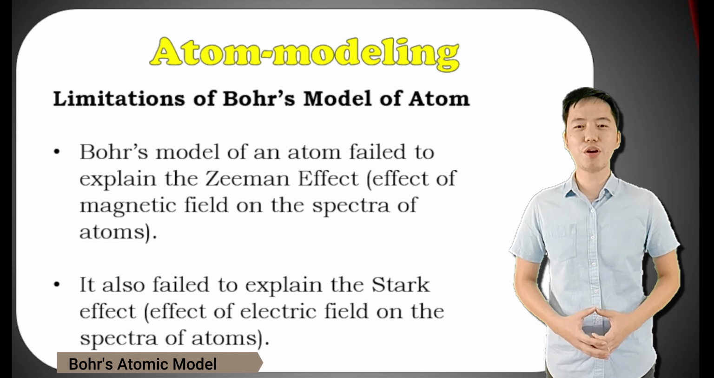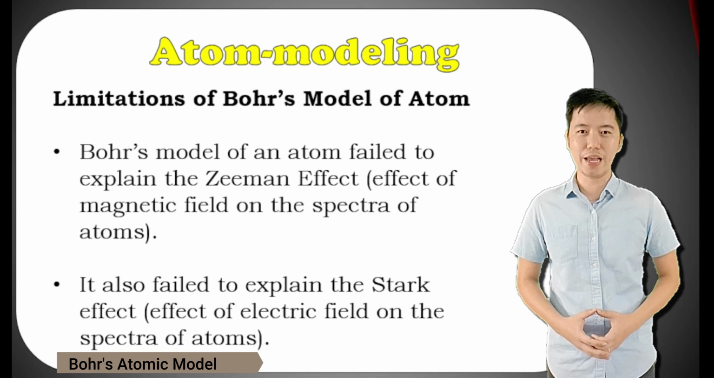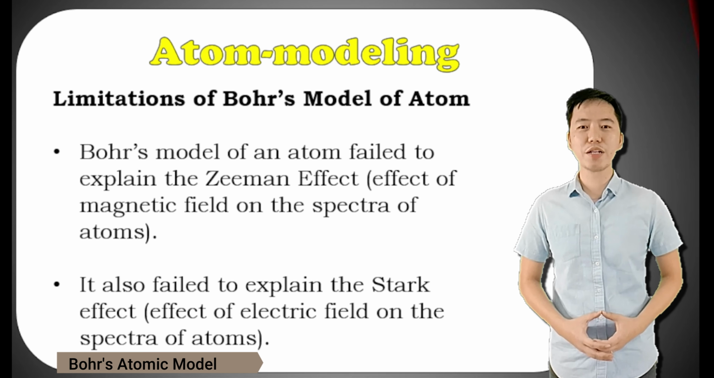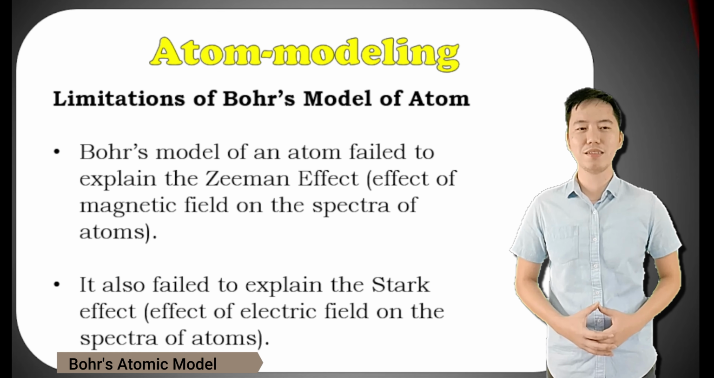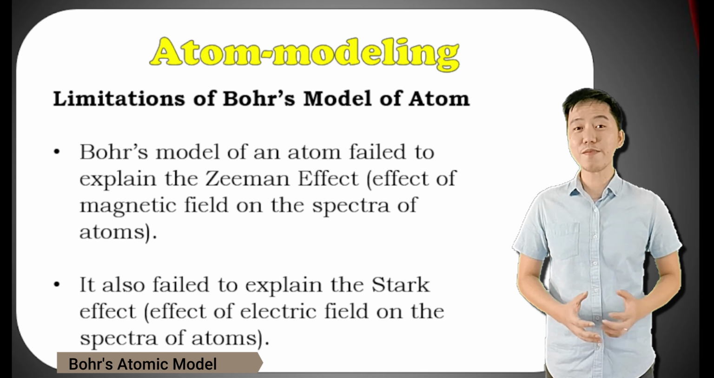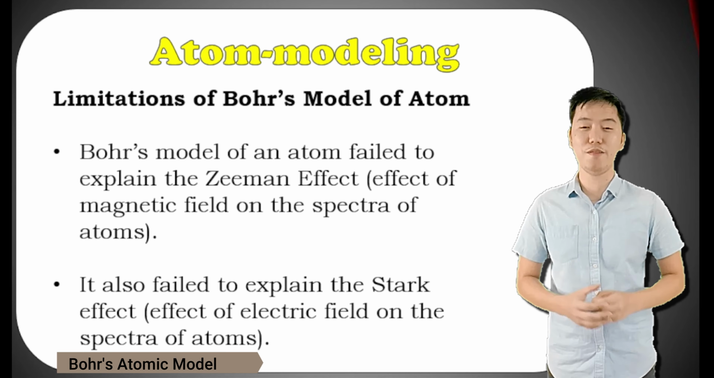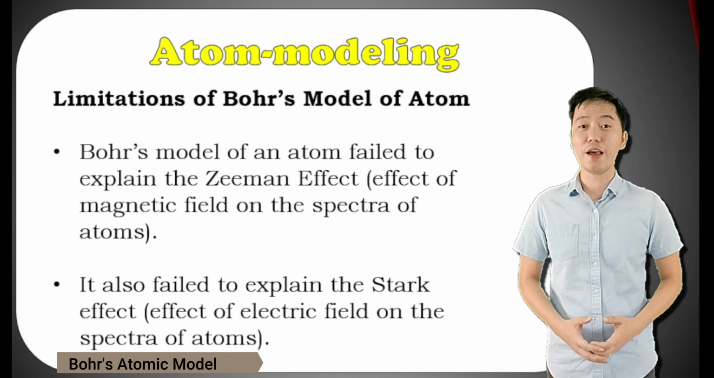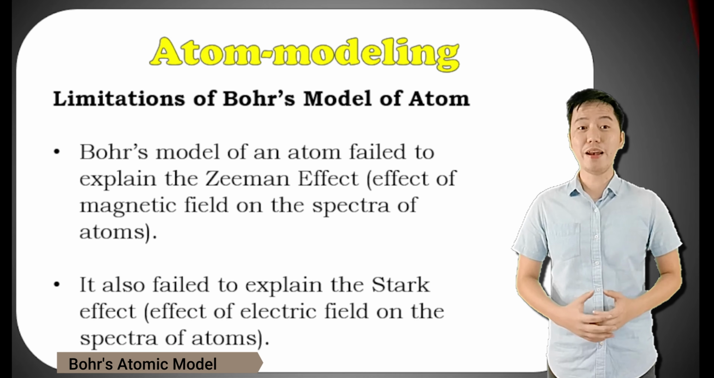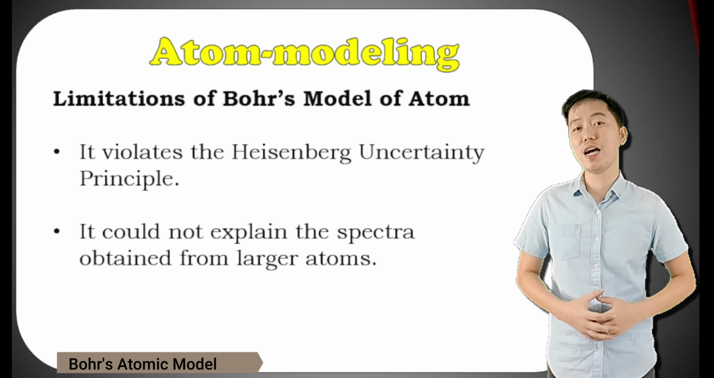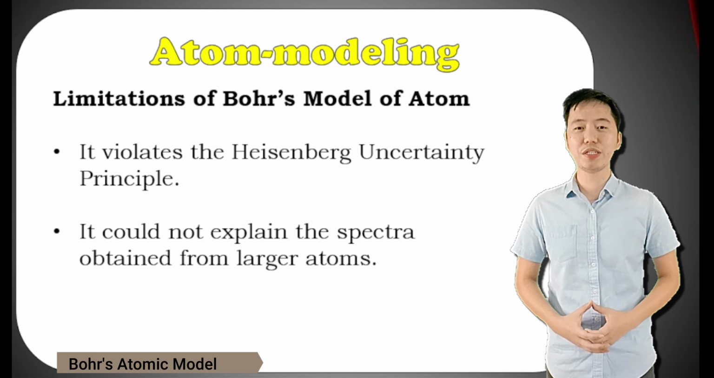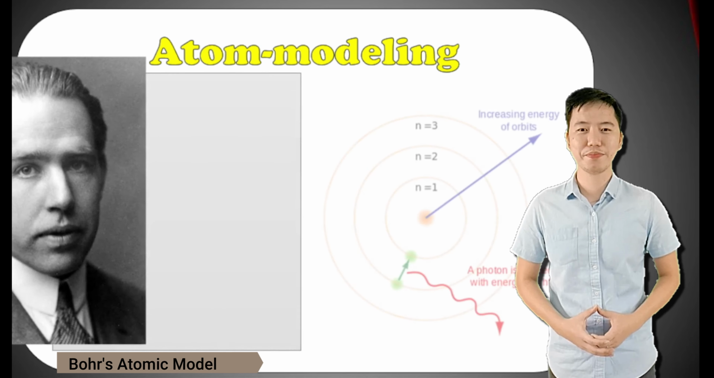Here are the limitations of Bohr's atomic model. Bohr's atomic model failed to explain the Zeeman effect of magnetic field on the spectra of atoms. It also failed to explain the Stark effect of electric field on the spectra of atoms. It also violated Heisenberg's uncertainty principle.